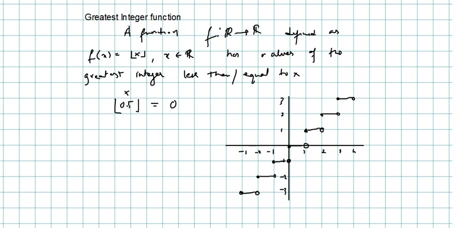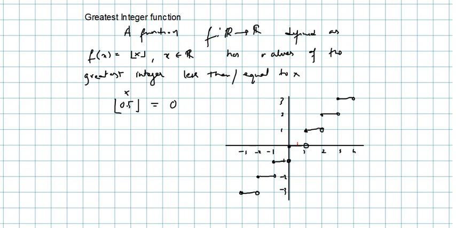So in the graph, where does 0.5 lie? 0.5 lies somewhere here, right? So we have to take 0 and we will not take 1. So the y value will then be 0.